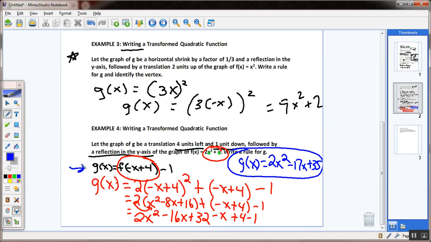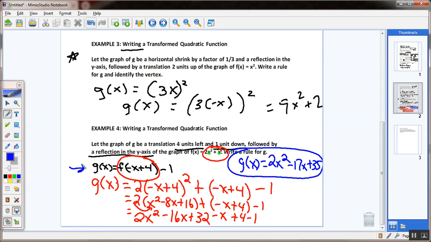Yeah, Belle. So when you reflect it in the y-axis, you just negate the x. Just negate the x. And some people get confused. You can't negate outside of parentheses like this, because that's basically saying you're negating the whole function. And we don't want to do that. We just want to change the sign of the x value. Make sense? Yeah, I just didn't know if you negated the 4 too. Nope, just the x, kid.